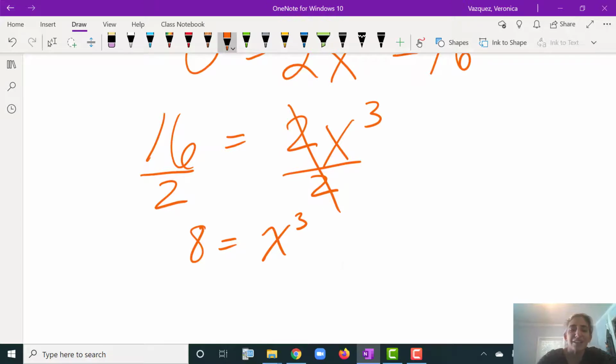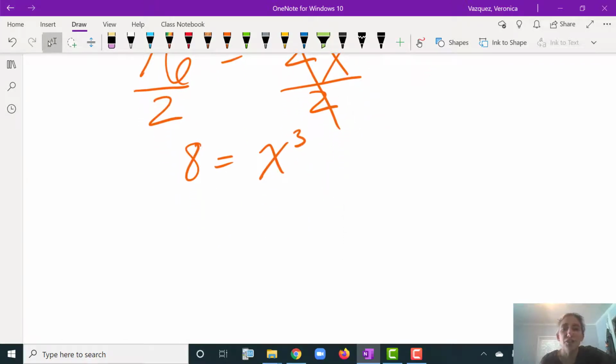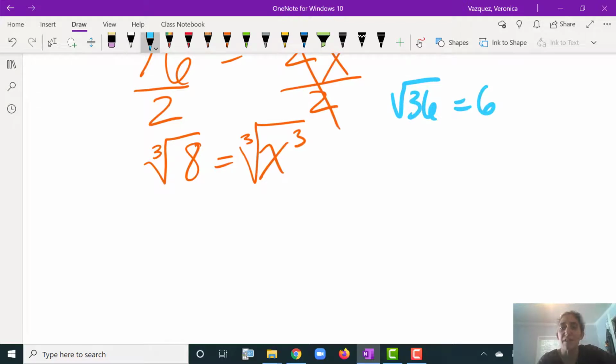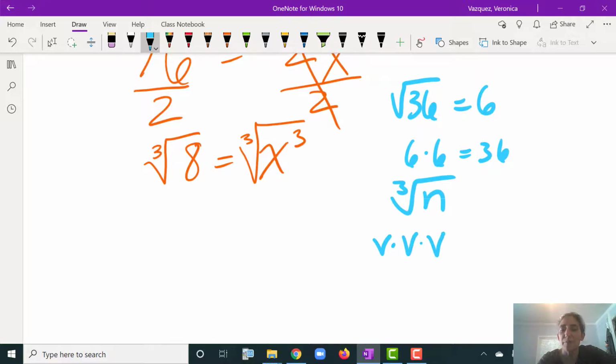And then here, to get x all by itself, what we want to do is find the cube root of 8. So to find the cube root of 8, I think it's helpful to think backwards, right? Remember that the square root of 36 is equal to 6. Why is that? Because 6 times 6 is 36. To find the cube root of a number, we're looking for the value that when it is multiplied by itself 3 times equals that number.